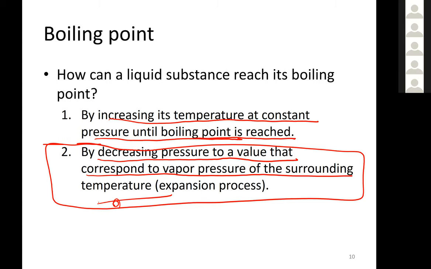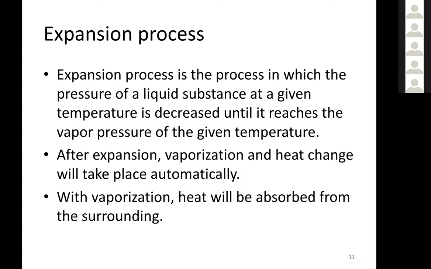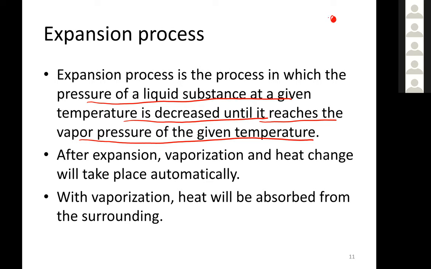And second, we need to understand the expansion process. The expansion process is basically the process in which the pressure of a liquid substance at a given temperature is decreased until it reaches the vapor pressure of the given temperature. So basically, we have some pressurized liquid. We decrease its pressure until we get to the boiling point. That means we have some phase change. After expansion, vaporization and heat change will take place automatically.